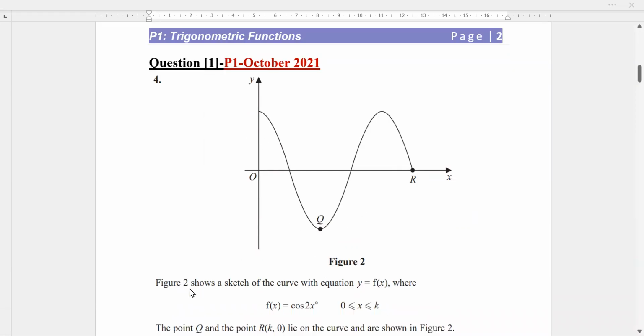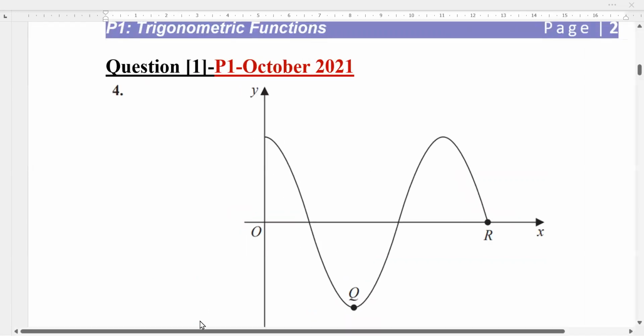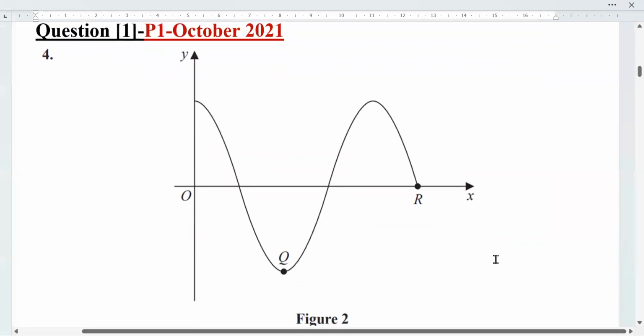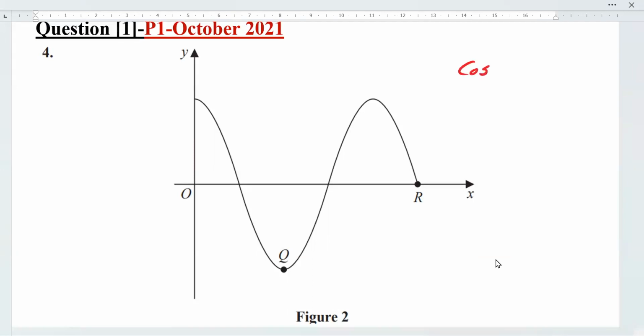Okay. Let's start to read the problem. It says figure 2 shows a sketch of the curve with equation y equal to f(x), where f(x) equals cosine 2x. Then this curve is related to cosine, as we said, but not cosine x, it is cosine 2x. In the beginning, you have to think about the actual cosine. What is the meaning of actual cosine? Cosine x, not cosine 2x, not cosine anything, just cosine x.